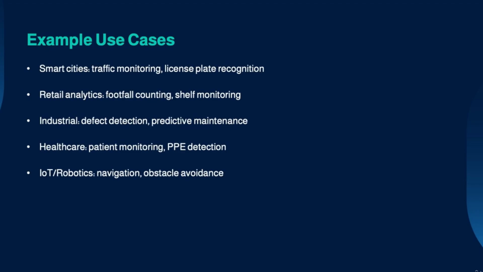DeepStream powers real-world AI applications across industries. In smart cities, it's used for traffic flow optimization and license plate recognition. In retail, it drives footfall analytics and shelf inventory tracking. In industrial settings, it detects defects in products on assembly lines. In healthcare, it can monitor patient safety and ensure PPE compliance. And in IoT and robotics, it supports navigation and obstacle detection.